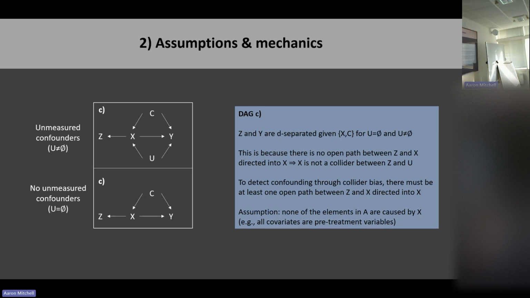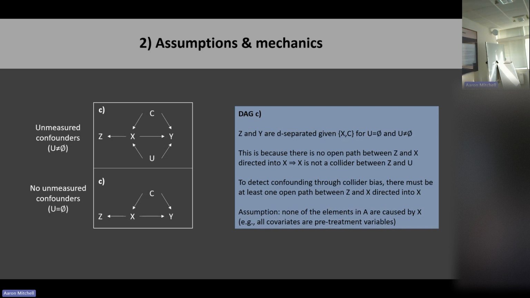The direction. So here I have no arrow connecting Z and X that is pointing towards X. That means that X is no longer a collider between Z and U. So for me to be able to detect unmeasured confounding exploiting collider bias, I need X to be a collider between my testing covariate and the unmeasured confounder.